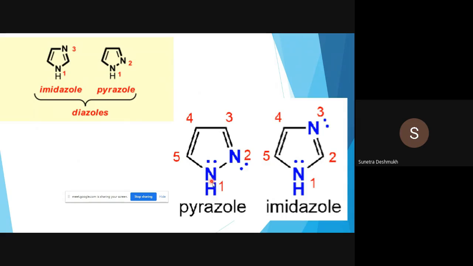For pyrazole, first we have to start numbering from the nitrogen atom where the hydrogen atom is attached. At that nitrogen atom you number the ring as number one. The second atom is obviously the other heteroatom, so that is number two, and then you go on to 3, 4 and 5.